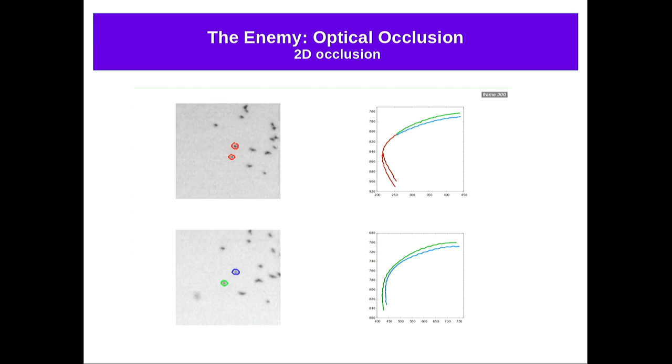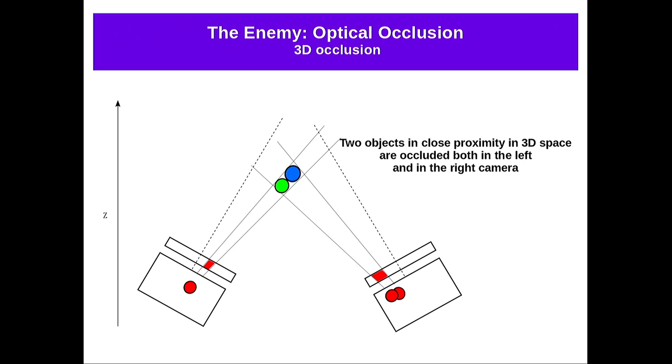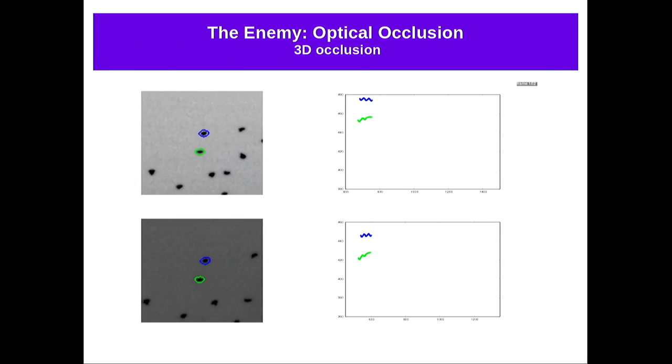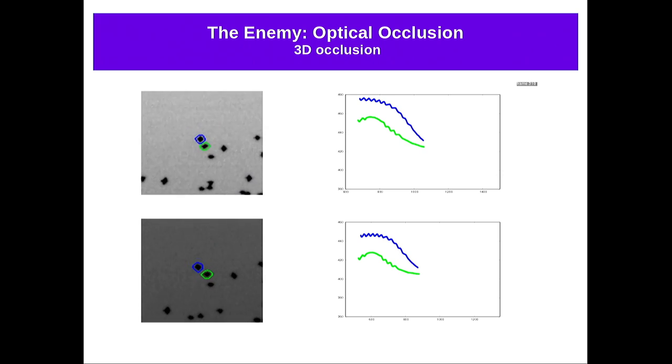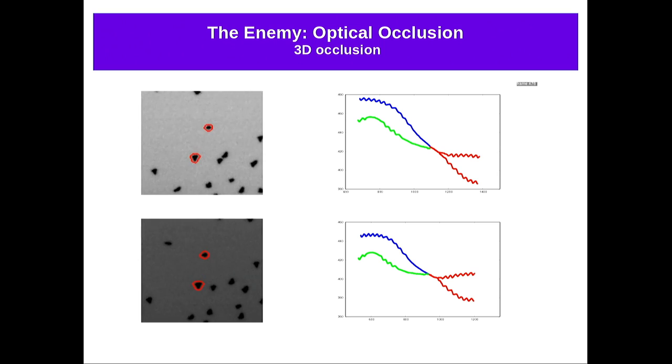And most of the tracking algorithms are designed to solve these issues, while the worst case scenario is when the two objects are in really 3D proximity, so that they are occluded in both cameras. So you will lose the identities in both the cameras, as in this case here, where the blue and the green objects get occluded at the same time in both cameras. At this point, the information of the two cameras is useless, because you cannot recover the identity from one camera or the other. And what can happen in the results of your tracking is that you switch the identity of your birds.